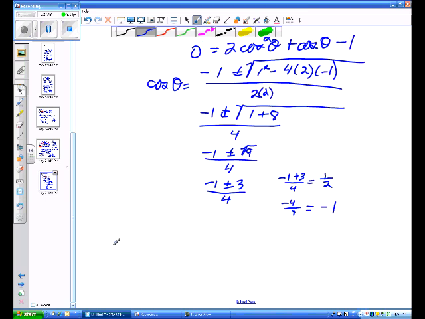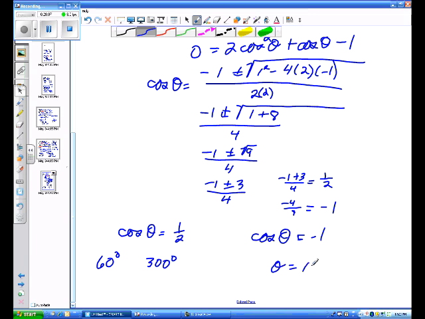So now we're going to go back and say, okay, the cosine of theta equals 1/2, or the cosine of theta equals negative 1. Well, the angle that has a cosine of 1/2 is 60 in the first quadrant, it's 300 in the fourth quadrant, and the angle that has a cosine of negative 1 is 180. Now, we did this by squaring both sides.